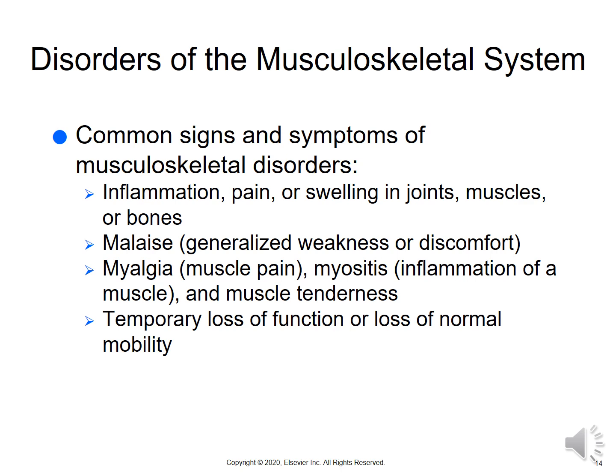A condition called malaise, which is general weakness or discomfort. Sometimes like when you're starting to get a flu, you feel very, very weak before the onset of other symptoms. Myalgia, I should say, which is pain in the muscle itself. Again, something we commonly experience when we get a severe viral illness. Myositis, inflammation of the muscle, and muscle tenderness, and sometimes temporary loss of function or loss of normal mobility.